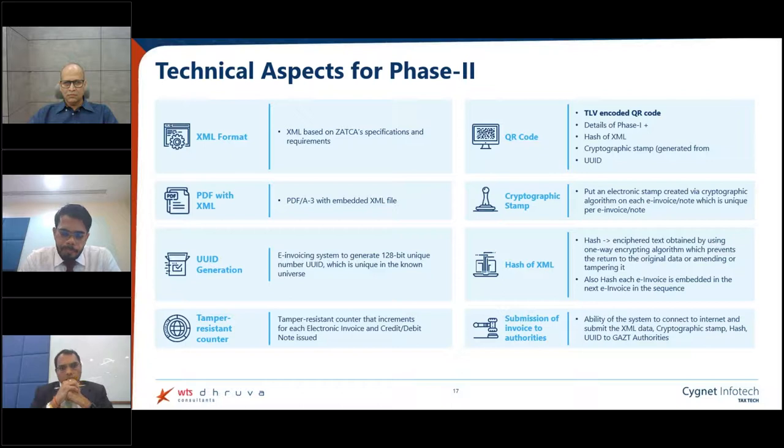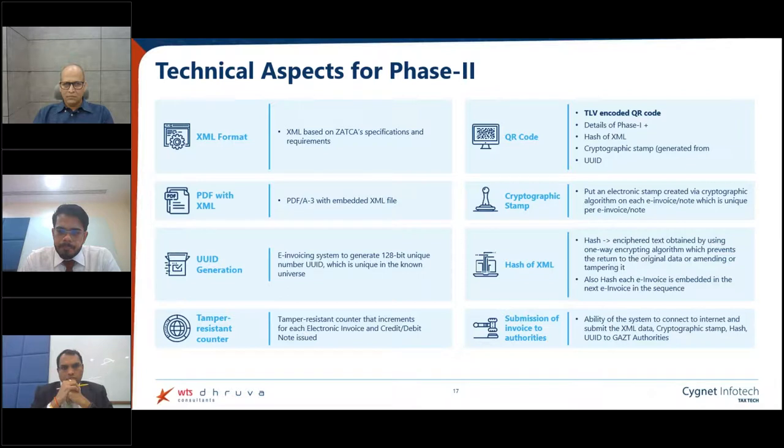And for the B2C invoices, the integration won't be real time, but it will be in batch mode, probably within 24 hours or whatever time frame the gazette will share with the taxpayers.